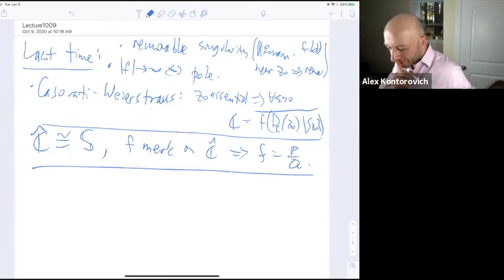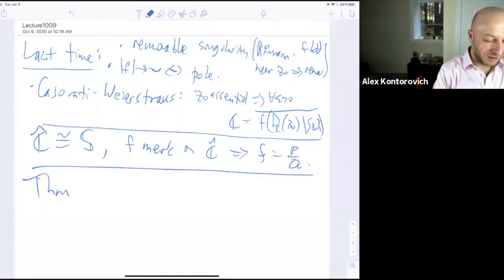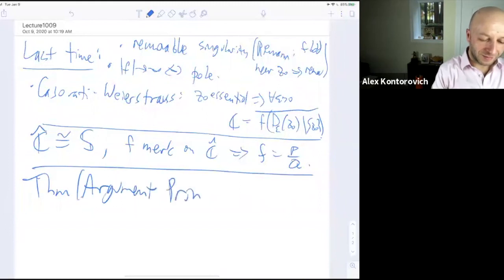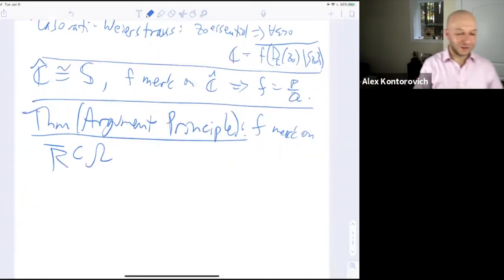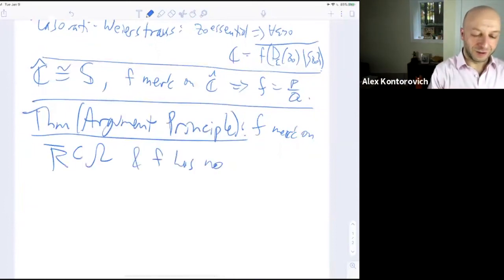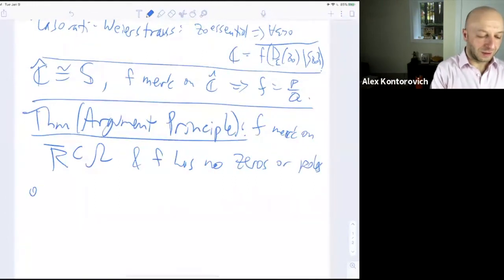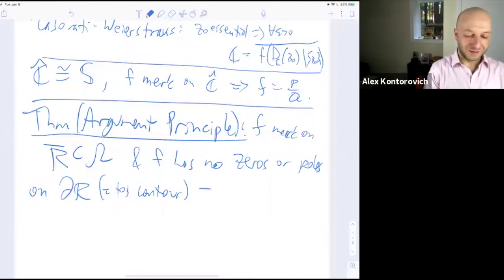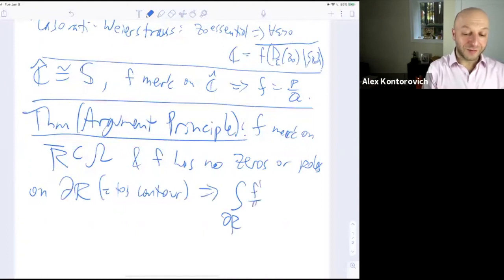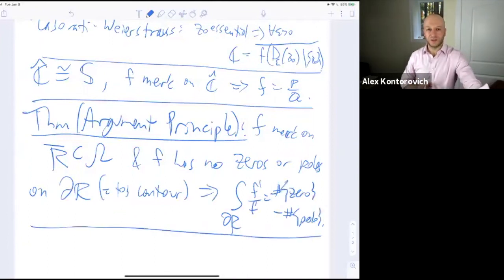No, we did the argument principle. We're chugging along. The argument principle. Let's have an argument about a principle. Which says that if f is meromorphic on some region R contained in an open domain, and f has no zeros or poles on the boundary of R, which is a toy contour, then the integral over the boundary of f prime over f, the logarithmic derivative, counts with multiplicity a +1 for every zero and a -1 for every pole. We did this, right? Yeah, great.